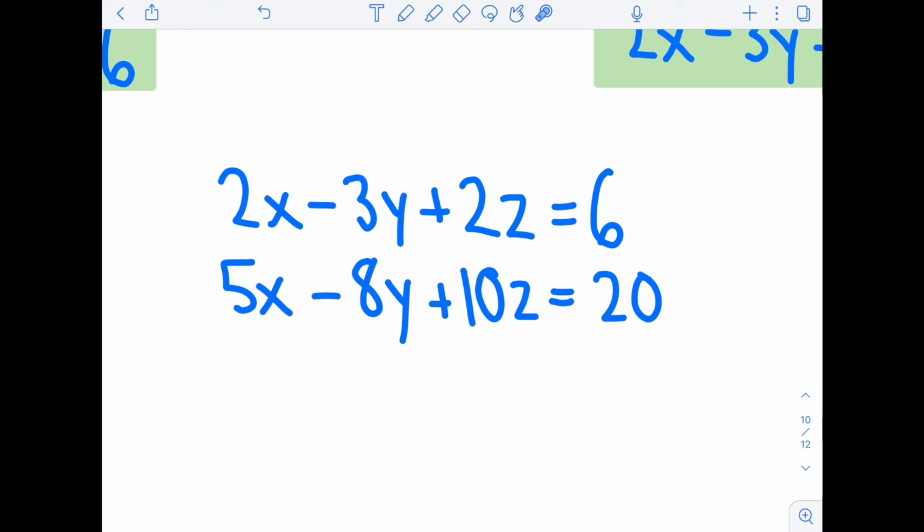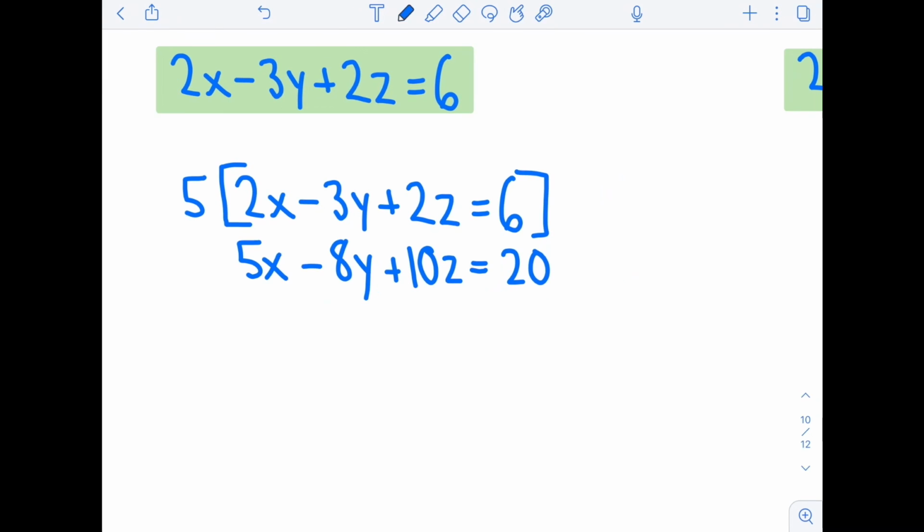So what I can do is I notice that the coefficient for z in this equation right here is 2, and the coefficient for z in this equation right here is 10. So what I can do is multiply both sides of this equation by 5. So this would become 10z, and I can subtract both equations, and the 10z terms will cancel out, and the z term would be eliminated.